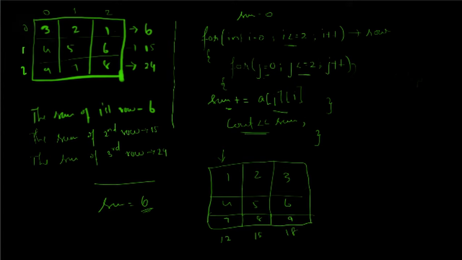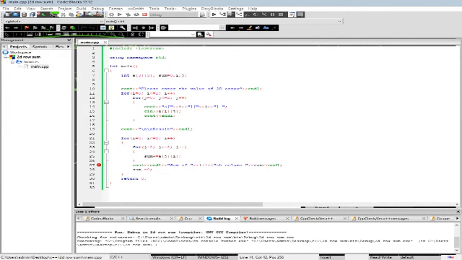Let us get back to the program and check whether we are getting the correct result or not. Fine. Yes, it's 12, 15 and 18. It's the perfect one which I am getting over here. Fine. I hope you all might have understood this two-dimensional array.